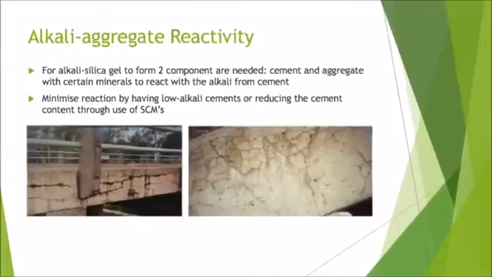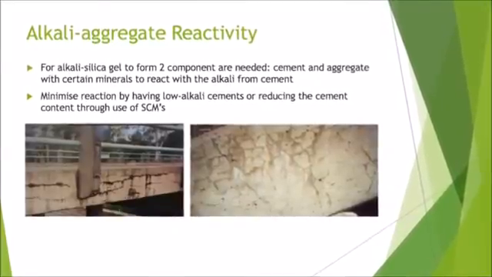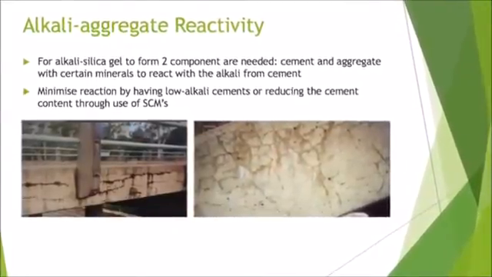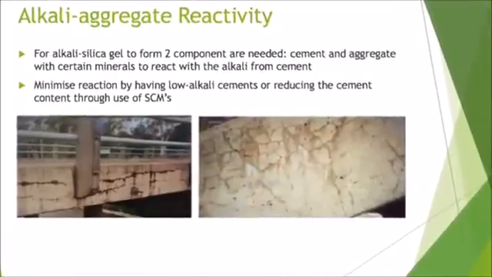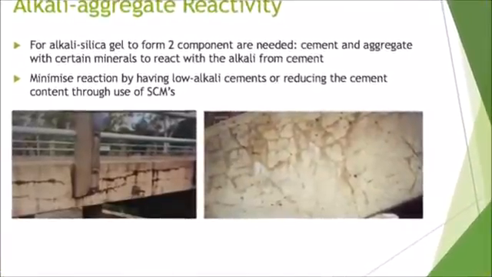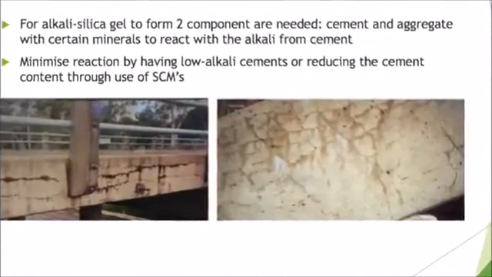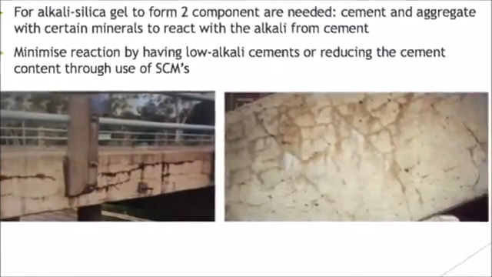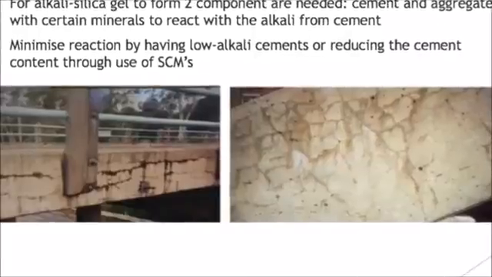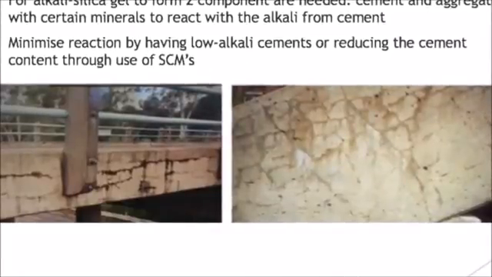For the alkali silica gel to form, two components are needed: cement and aggregate with a certain mineral to react with the alkali. Minimizing reaction by having low alkali cement or reducing the cement content through use of SCMs. The photos demonstrate the side effects of what has happened when this reaction occurs.